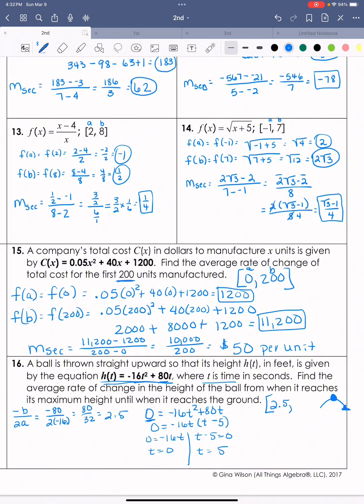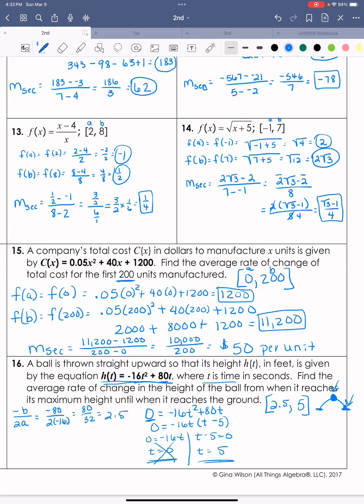So I have options here, either at 0 seconds or at 5 seconds. Well, 0 seconds has already passed. That's where it took off, and I'm not worried about that. I'm worried about this side of it. So I want the 5. That becomes the other part of my interval.